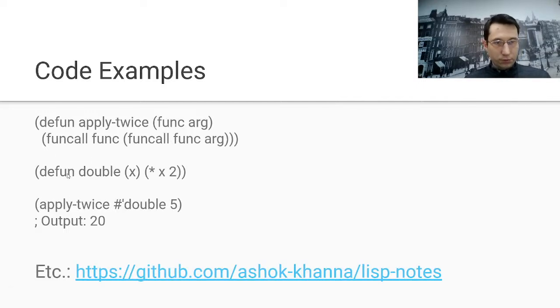Okay, so we can define a function applied twice, which is a function applied to a function. For example, we can put the function as an argument. For example, apple twice goes here. I recommend you follow this link on GitHub to check other examples.